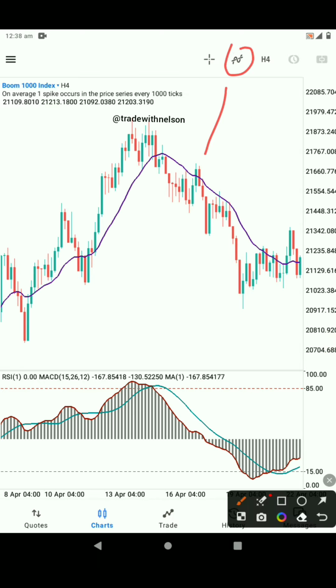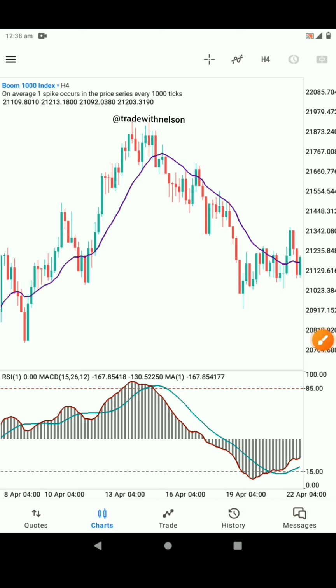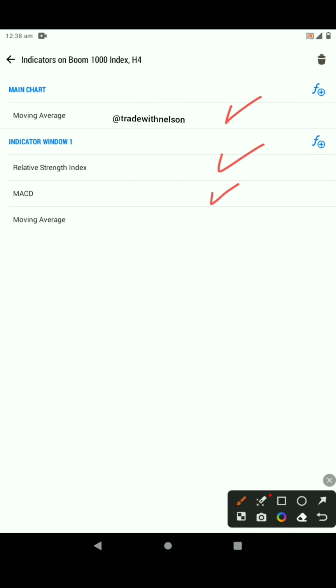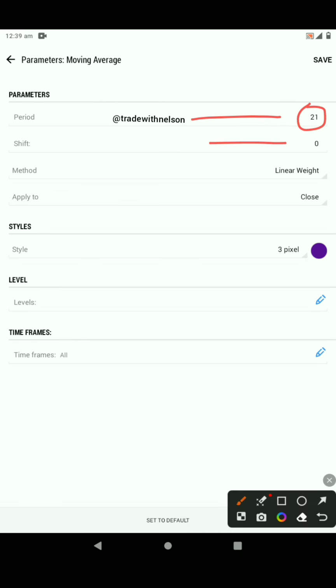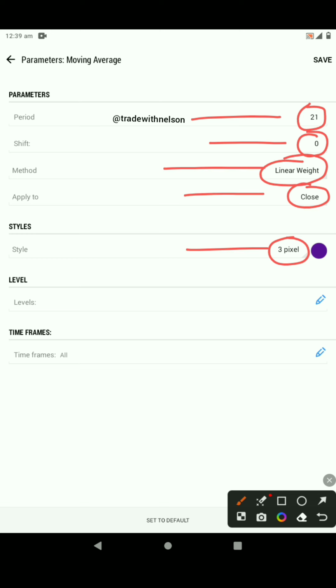First thing you do is click on this indicator icon over here: moving average, relative strength index, MACD, and moving average. Select the first moving average, click on the F icon on the main chart. For the moving average, make your period 21, shift 0, method linear weighted, apply to close, style 3 pixel, and select a color of your choice. After that, click on save.